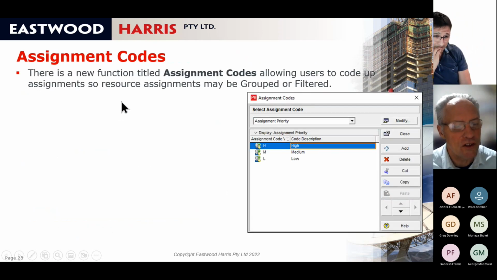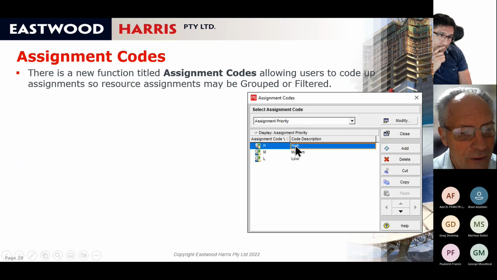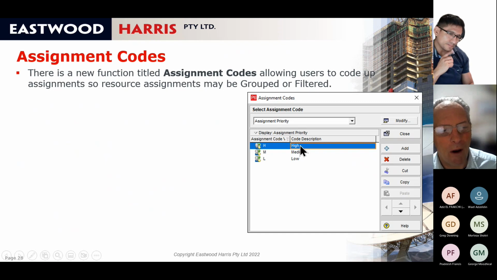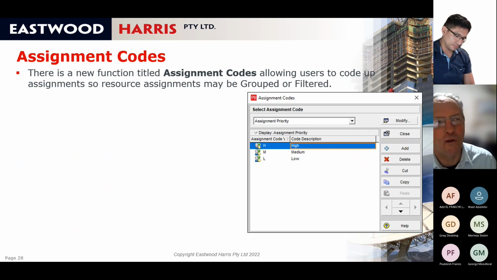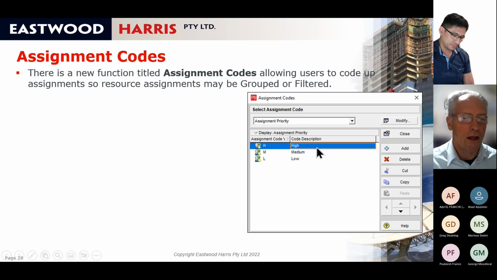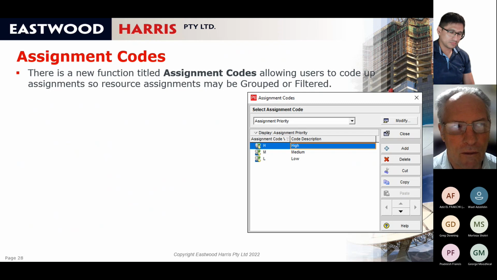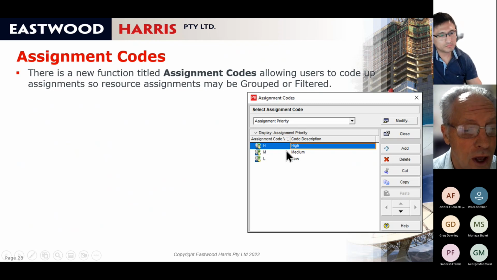Assignment codes. This is really an interesting function. What happens is when you assign a resource to an activity, you can give it an assignment code. I did a bit of inquiry about why this was developed. This was developed so you could input the assignment codes from ERP systems. Right, that's why, so you don't lose data when you import from an ERP system.